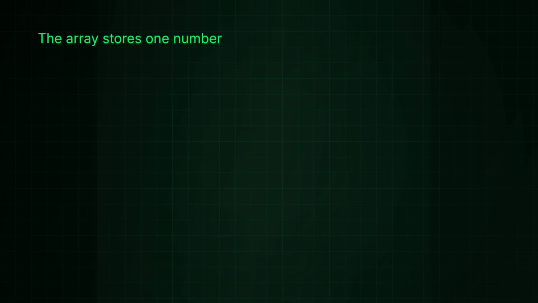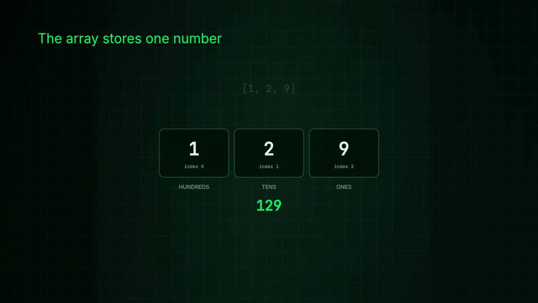Plus 1. Use familiar column addition, one digit at a time. These are not three unrelated values. Together, the digits 1, 2, and 9 represent the number 129. Each array position is one place value. Plus 1 means adding 1 to that complete number.